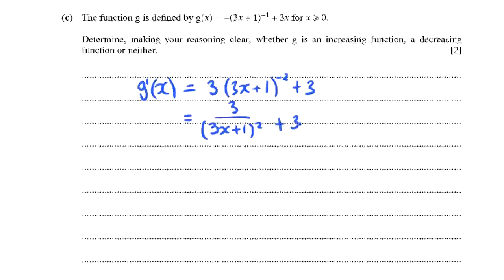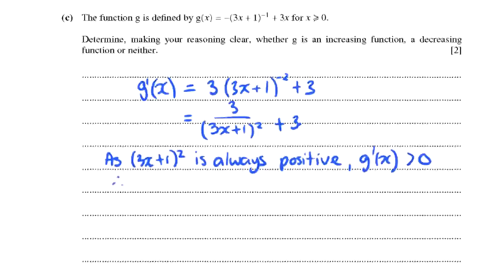plus 3. We can make a definitive claim that the derivative is always going to be positive because of that squared value there. 3 divided by a positive is a positive, plus a positive is always positive, which means it's an increasing function. So we should write that (3x plus 1) to the power of 2 is always positive. The derivative g'(x) is greater than 0, which means that g(x) is an increasing function.